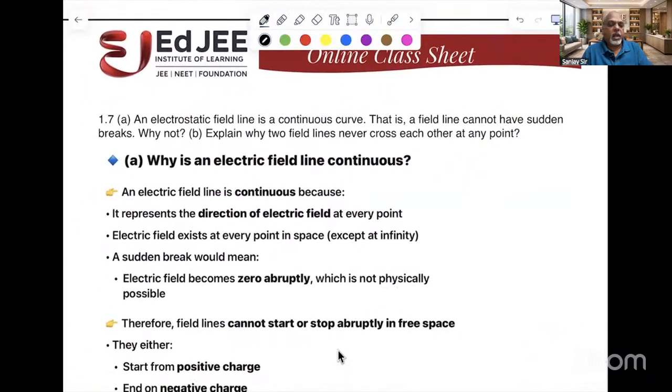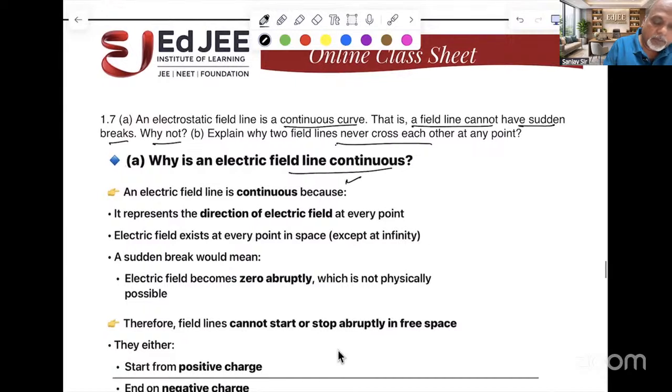This is a theoretical type of question. I have given you the answer. The electrostatic field lines are a continuous curve, that is, a field line cannot have sudden breaks. Why not? Explain why two field lines can never cross each other. So these are continuous lines because they depend on the direction of the electric field.